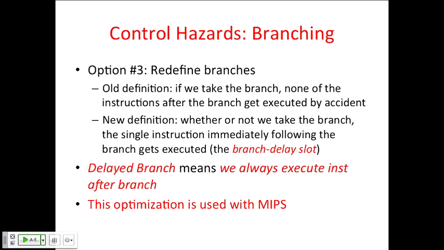Let's change the definition. When you get to the branch instruction, we're going to evaluate the condition. We're going to keep going for a little bit, and then when we're ready, we're going to jump. So after the branch, we're going to execute the next instruction, regardless of which way the branch is going to go. This is called a delayed branch, or a branch delay slot. So when you see a branch, the next instruction is always executed, and then the branch is taken.